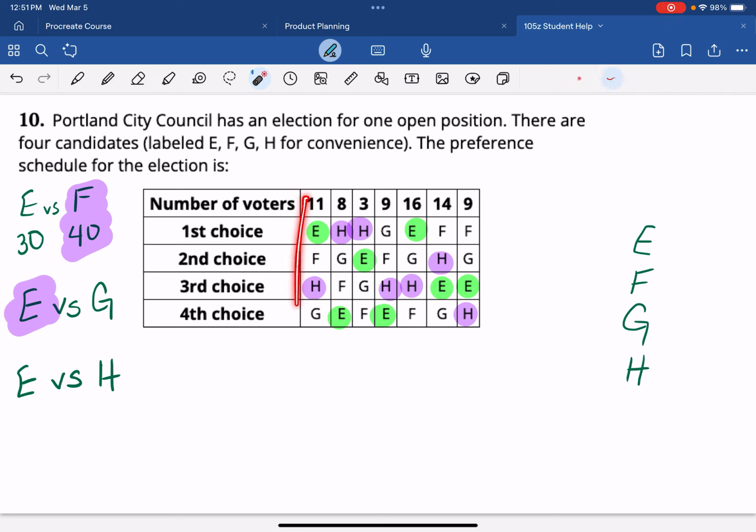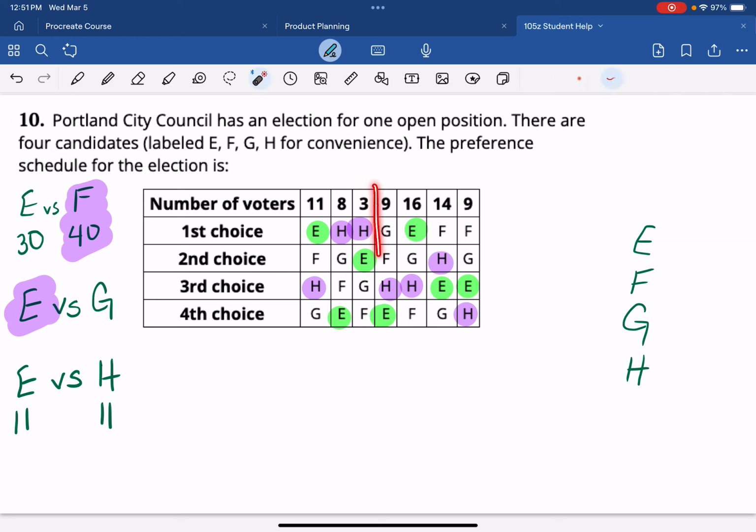And we can see that for our first column, the 11 voters there would prefer E over H. The next 2 columns, those 8 and 3 voters would prefer H over E. So 8 and 3 is 11 as well.